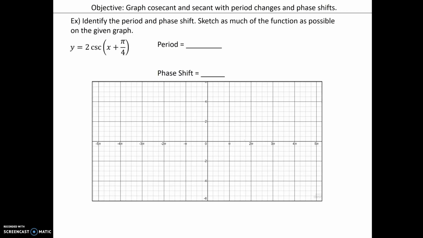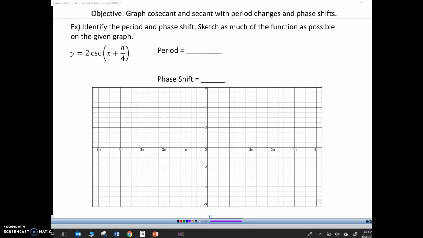Okay, so here is the first video on graphing cosecant of x, and we're asked to identify the period and the phase shift, and then just sketch as much of the function as possible. So we're going to fill up the rest of the graph with all of our repeating cycles. So here we have y equals 2 cosecant of x plus pi over 4. The period is going to be 2 pi. Our 1 over b value, the coefficient, is just 1 here.